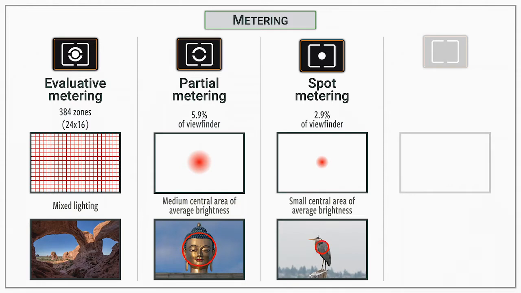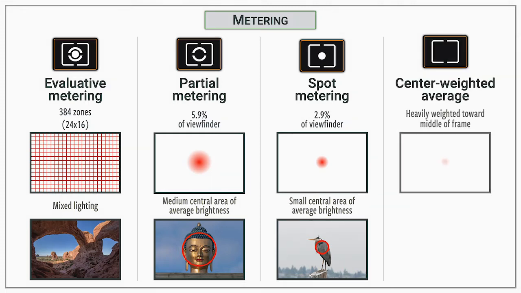If you do want to get a specific reading over a small area, just 2.9% of the viewfinder, you can use this. So if you have a subject that has a very bright or dark background and you don't want your metering to be thrown off by that other tonality in the image, you can measure a very specific area.